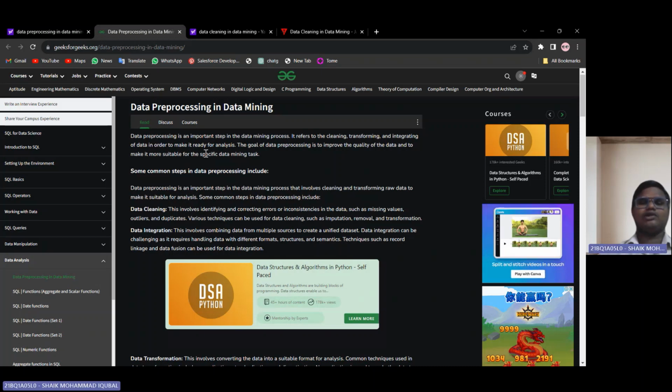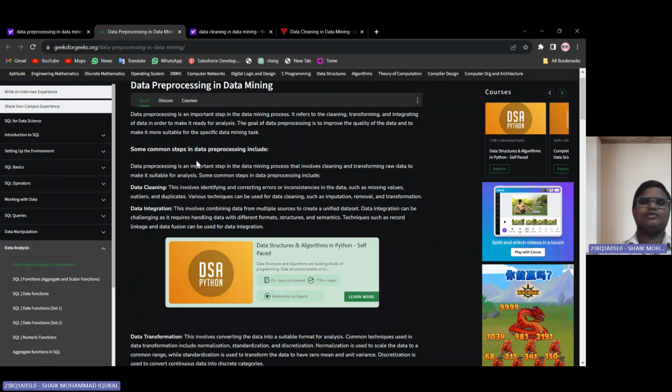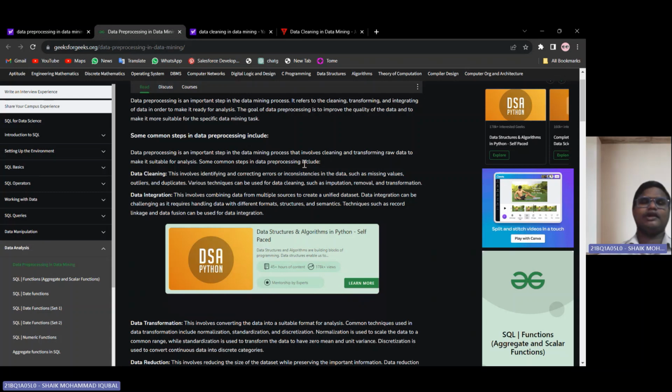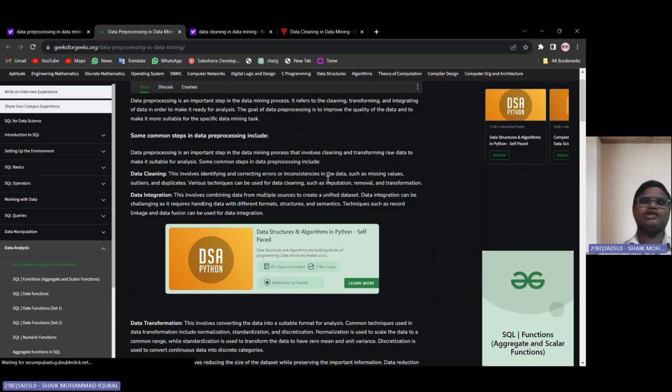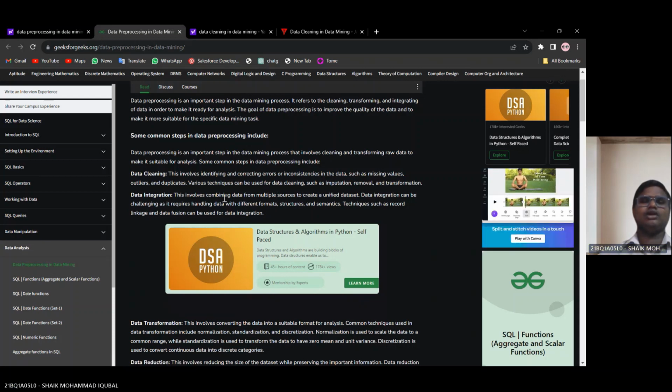The goal of data preprocessing is to improve the quality of the data to make it more suitable for the specific data mining tasks. Data preprocessing is an important step in the data mining process that involves cleaning and transforming raw data to make it suitable for analysis. Some common steps in data preprocessing include data cleaning. This involves identifying and correcting errors or inconsistencies in the data, such as missing values, outliers, and duplicates. Various techniques can be used for data cleaning, such as imputation, removal, and transformation.